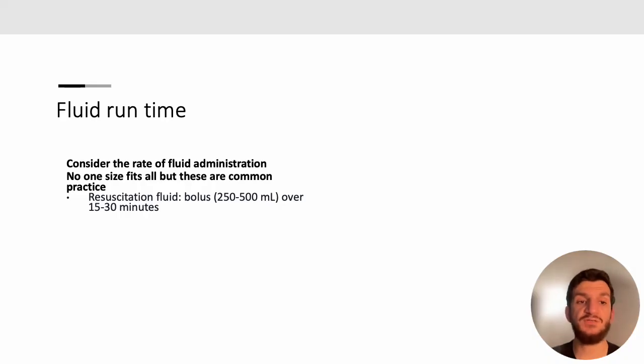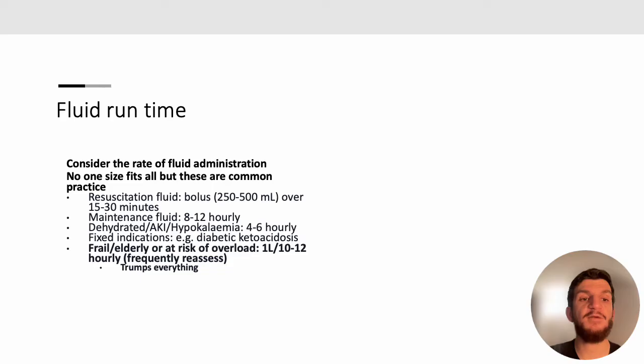So for instance, with resus fluids, you will typically give a bolus over 15 minutes, at the most 30 minutes. Then you want to give maintenance fluids over 8 to 12 hours, and you want to hydrate them through the day. If they're dehydrated, or they've got AKI or they're hypovolemic, generally you're happy to be a little bit more aggressive with that. So that looks like it's not quite maintenance fluid and it's not quite resus fluid. So like I said, something in between. So 4 to 6 hours is a good rule of thumb there. But again, with AKI, you want to try and be aggressive if you can.